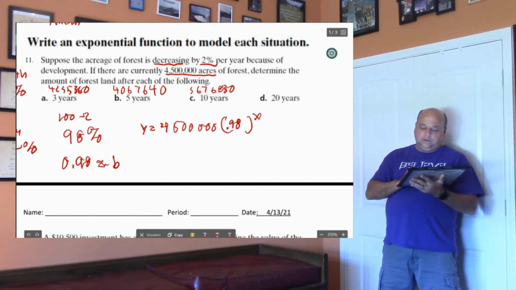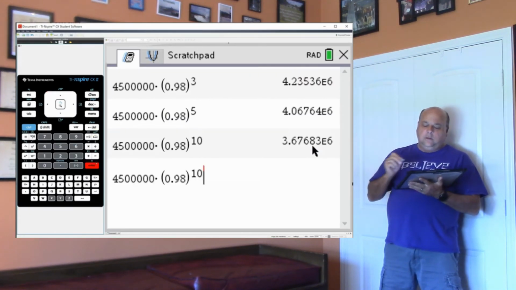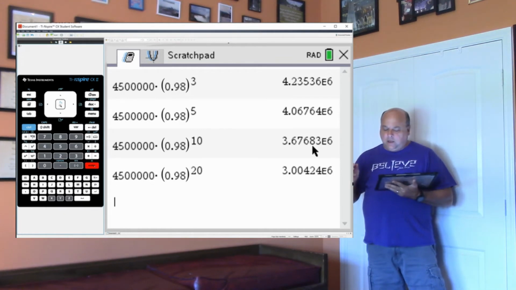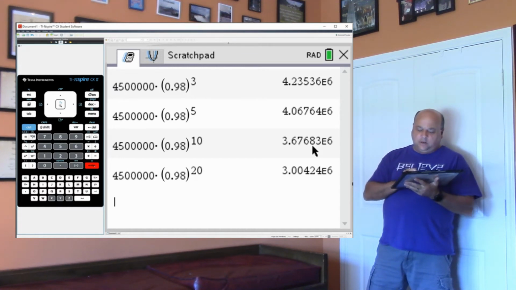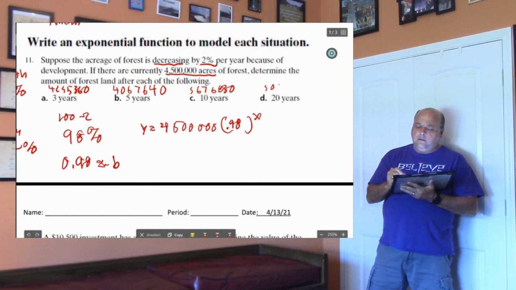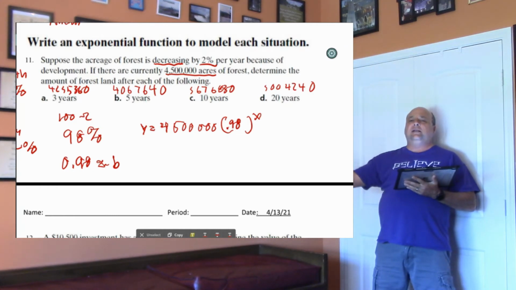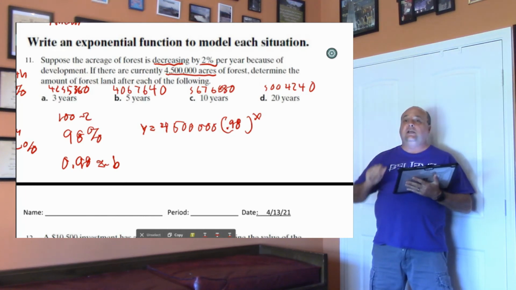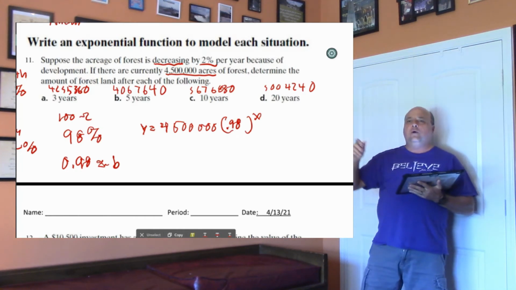And then lastly, 20 years. So I'm going to hit the up button twice, hit enter, and then hit the left arrow button, delete, delete, hit 20, hit enter, and now I'm at 3,004,243, and I need to add one more 0. I need to move the decimal 6 spaces. So you can see how the forest coverage is decreasing, and it's not decreasing by much because the common product for decay is 0.98. That's barely below 1. So it's not going down by much.